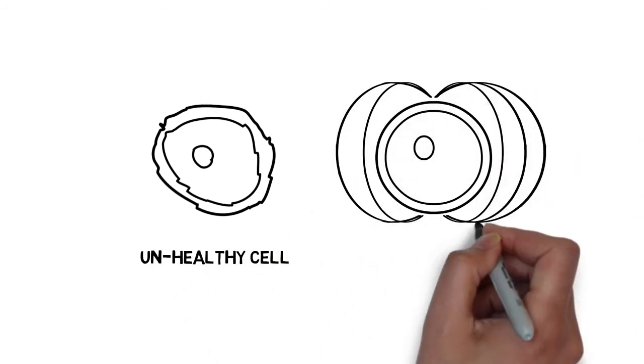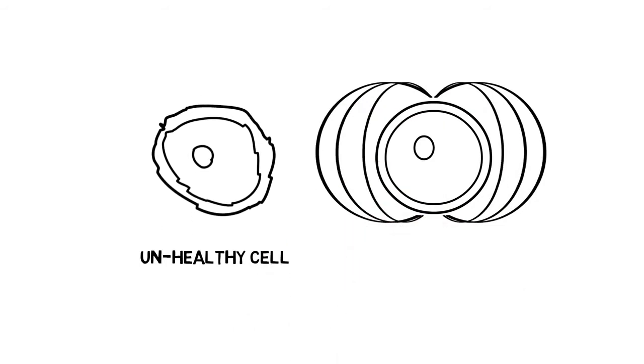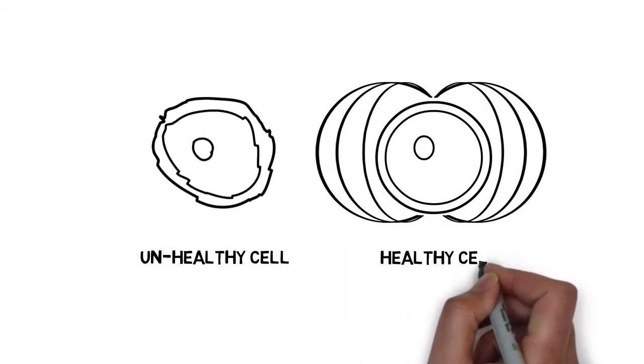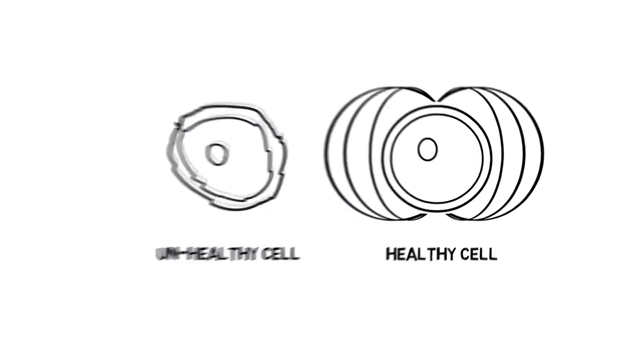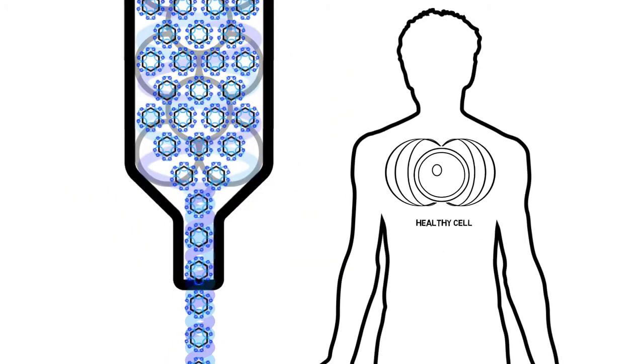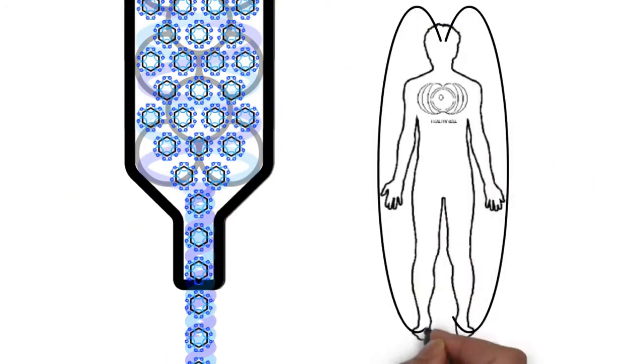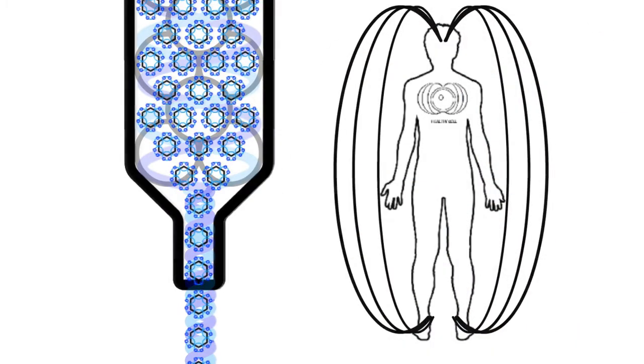A healthy cell is comprised of 90% water. A weak cell has less water with a weak field, and a healthy cell has a strong field. This is primarily due to the level of organization of the molecules in the water within the cells.